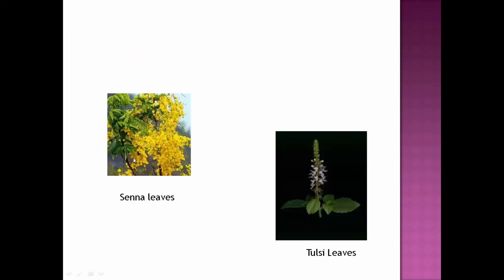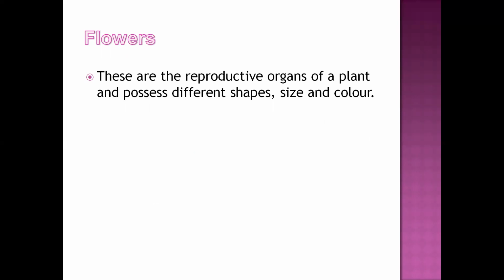Here I have given the picture of senna leaves and tulsi leaves. Some leaves are oblong, some leaves are flat, some leaves have dented margin. So there are different forms of leaves.